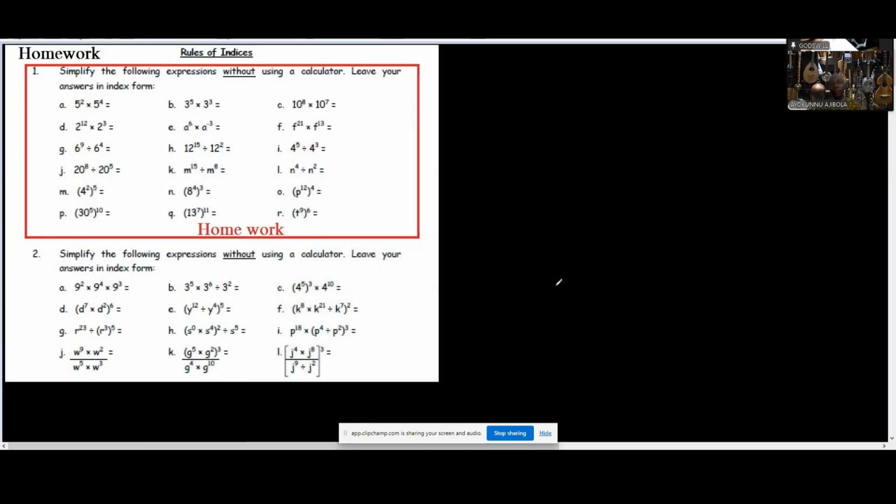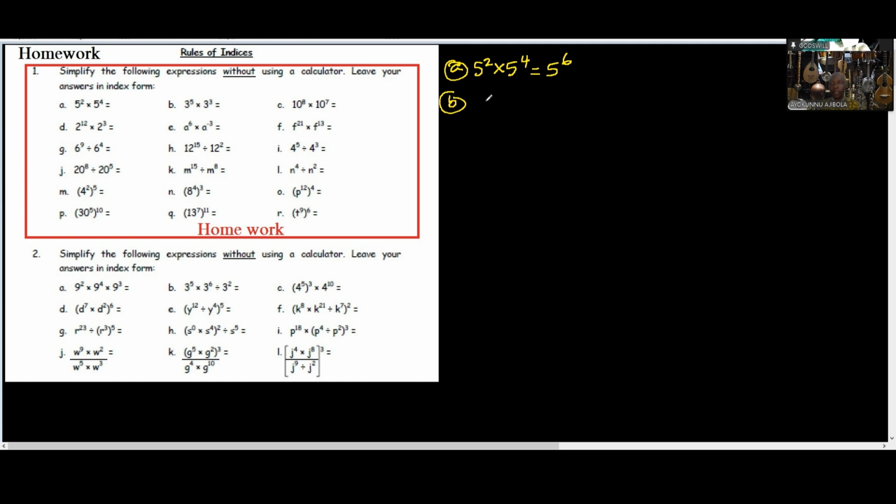These are indices, questions on indices that we want to quickly look at the solution to them. Some of them you have done, you've gotten them, but we're looking at everything together. So the first part, the 1a, we have 5 squared times 5 raised to the power 4. To solve this, we just pick 5, then we add the power 2 and 4 to give us 6.